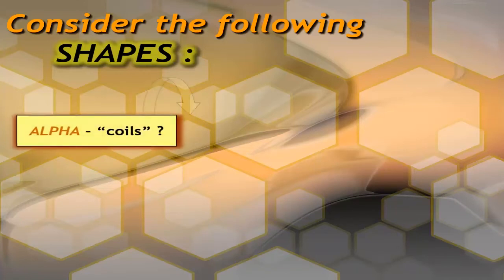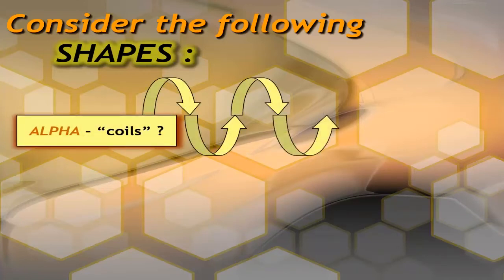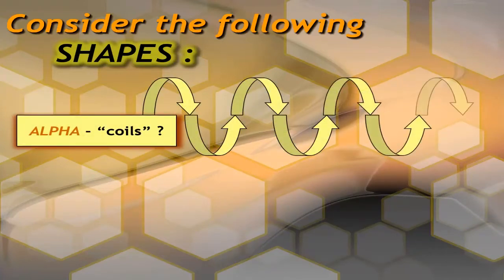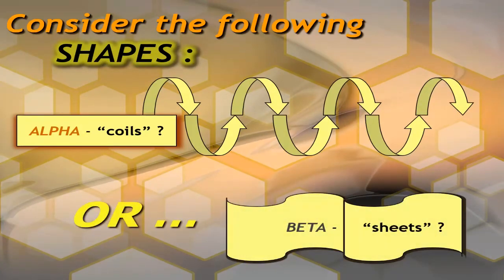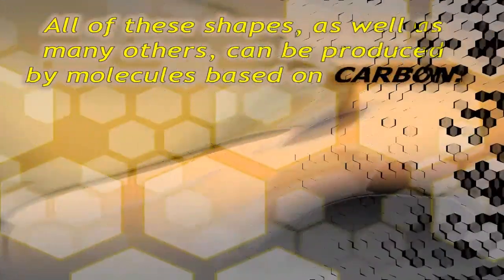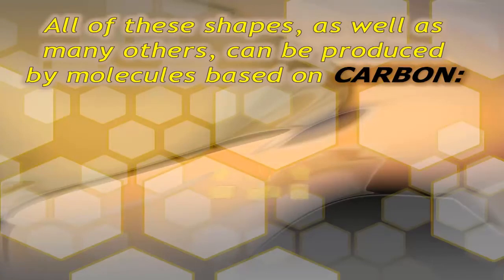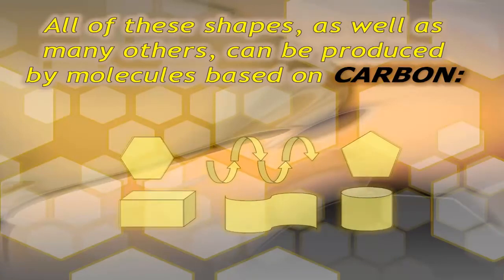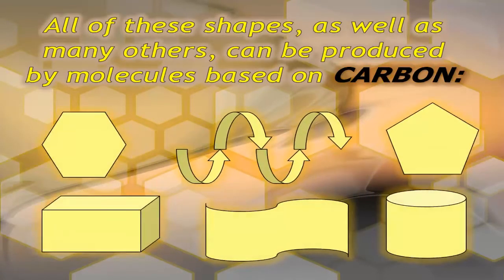We could take a chain and wind it up in a spiral shape like a spring or a coil. Or we could take the same chains and pull them tight like you were holding a sheet and stretching it tight. These shapes, as well as many others, can be produced by molecules based on carbon. I want to give you some examples of these simple shapes at work in the real world.